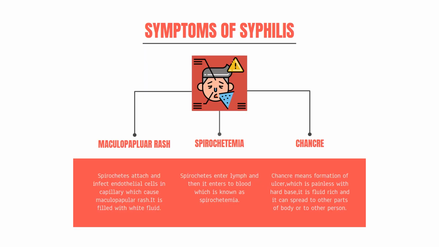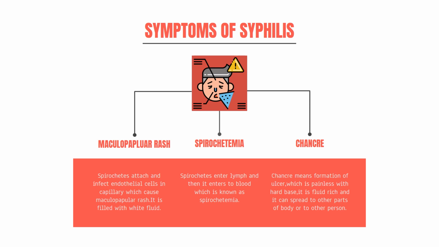Symptoms of syphilis. What are the symptoms one can see in a patient of syphilis? The first one is the maculopapular rash. When spirochetes attach and infect the endothelial cells in the capillary, it can cause a maculopapular rash, which is filled with white fluid, which is enriched in the spirochetes. There are many types of maculopapular rash which you can see in my blog.